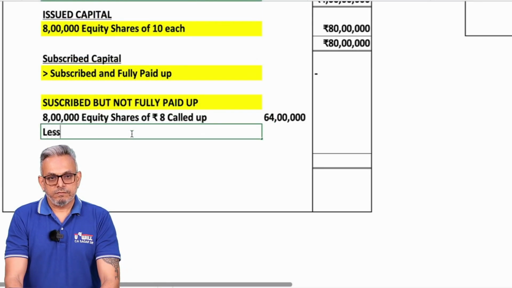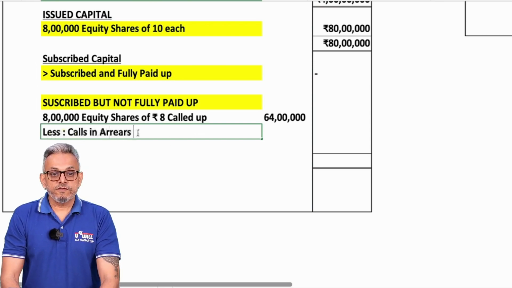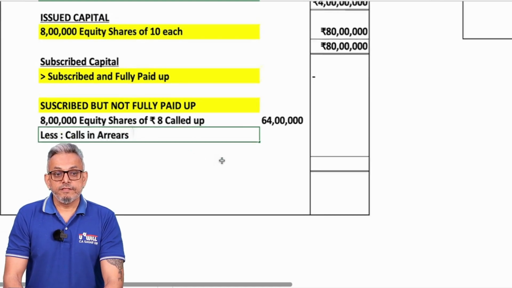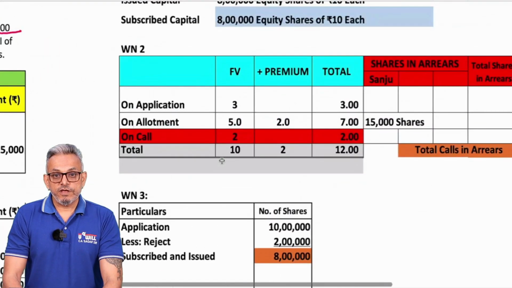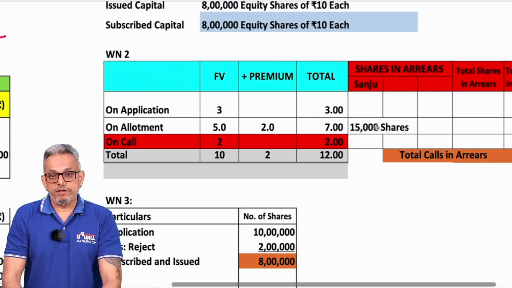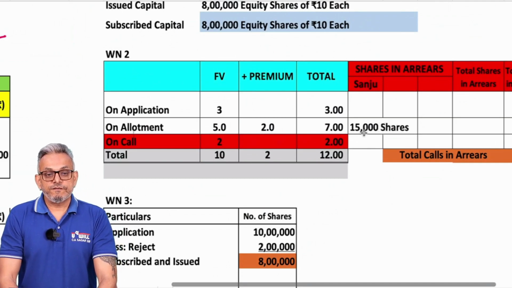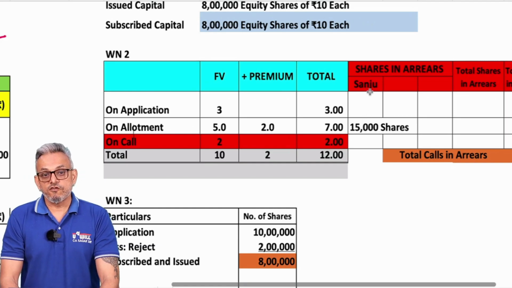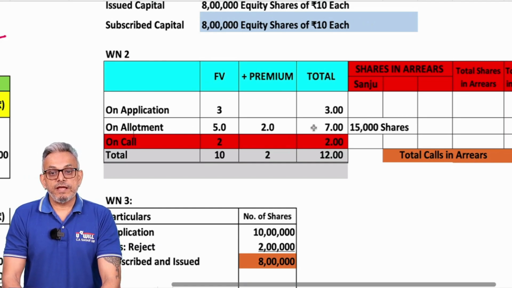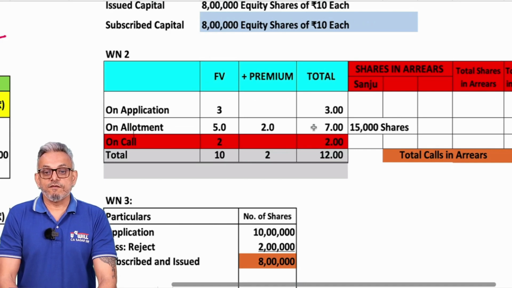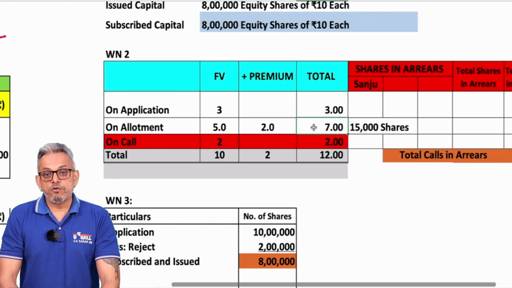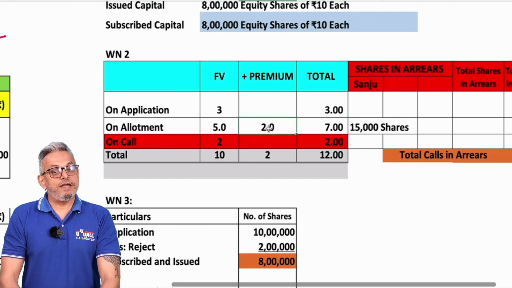less calls in arrears. Now, this is a very important point in this sum. If you see the calls in arrears working over here, now 15,000 shares which were held by Sanju, he did not pay rupees 7 per share, but 7 per share includes 2 rupees premium as well.